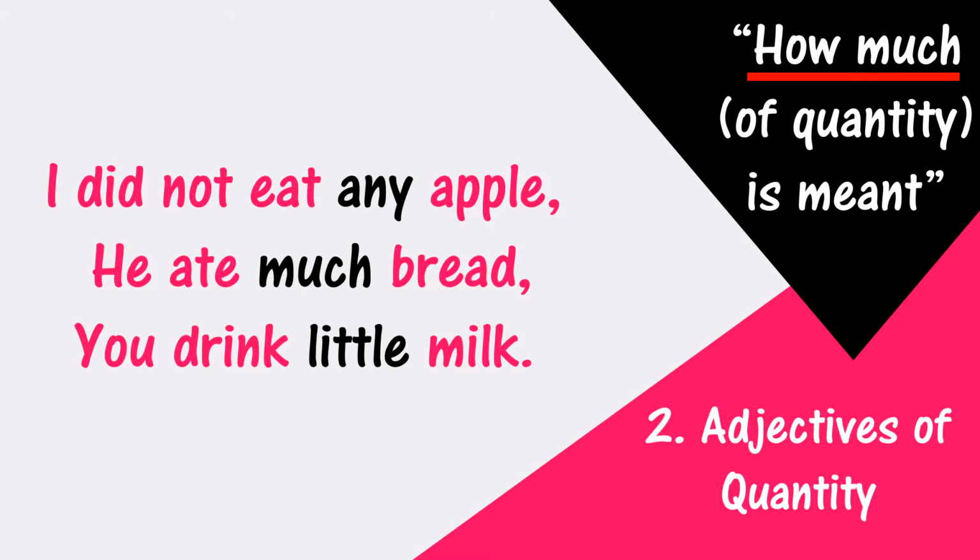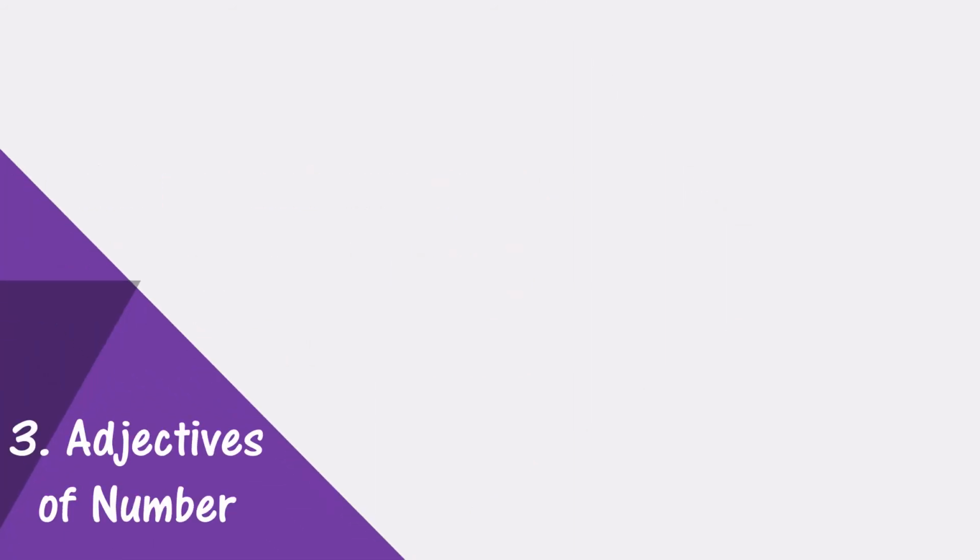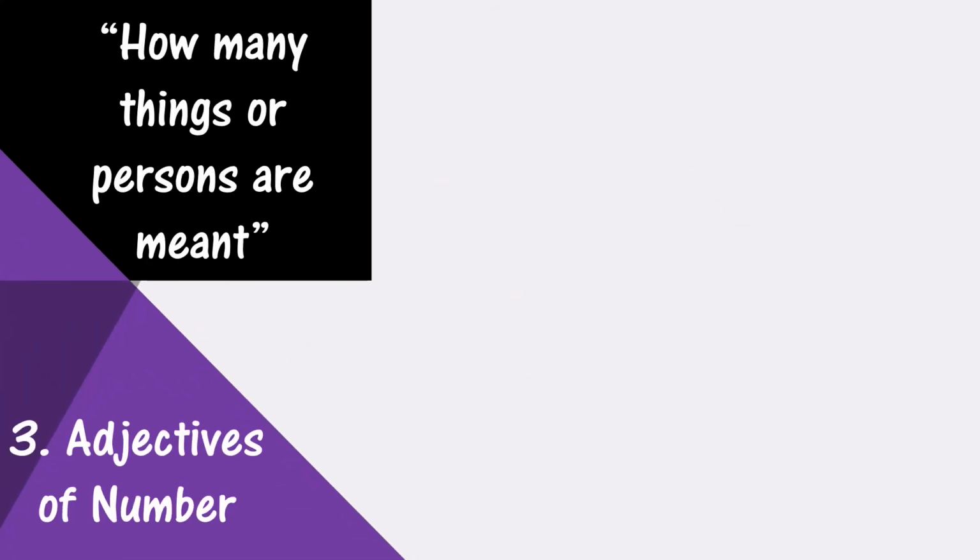Understood? Then we have adjectives of number. Adjectives which tell us how many of things or persons are meant are called adjectives of number. These adjectives are used to show the number or serial order of a person or thing. They are always used with countable nouns, children. Countable nouns, that can be counted. It answers the question how many.